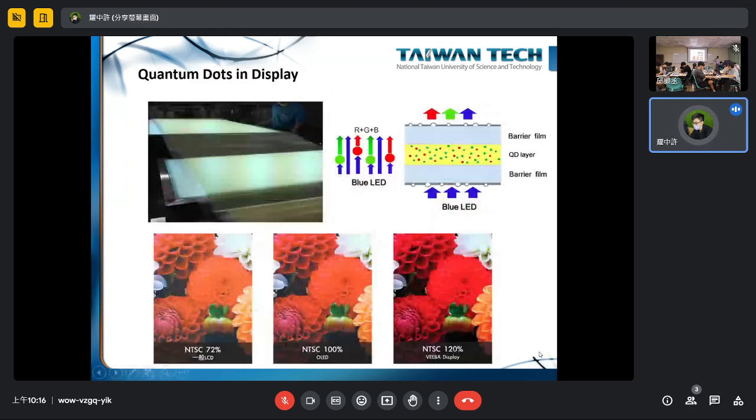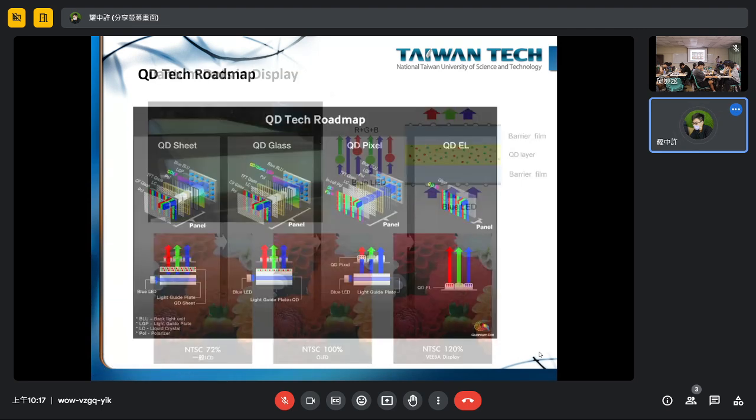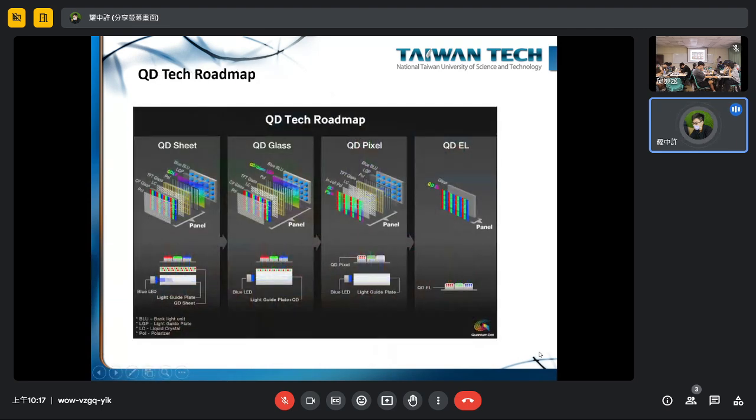So this is an example of the film. You put it at the backlight unit of your display. So here, this is a QD tech roadmap. We are currently still at the first stage. We put the quantum dot, the rainbow color is the quantum dot film, on the backlight unit. So in the front, you still have LCD, polarizer, and color filter.